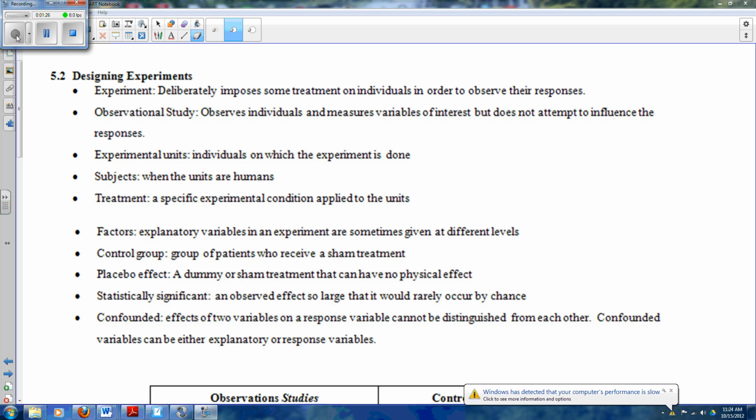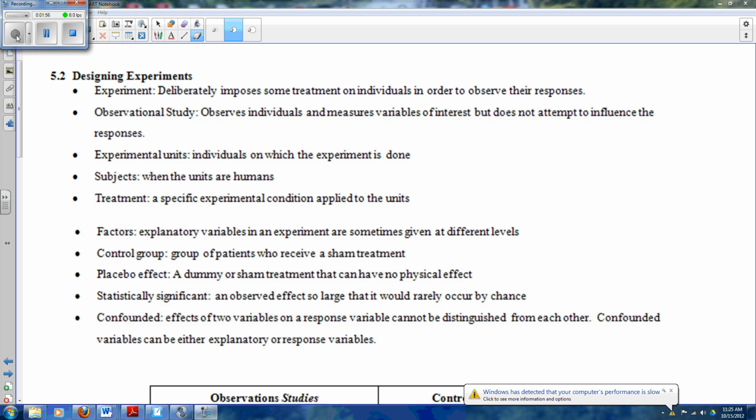Factors. Explanatory variables in an experiment are sometimes given at different levels. So, if we wanted to test like the effect of calcium on blood pressure, something like that, you could give calcium at a low level and then a high level and see if that is affecting things. So the factors are just the different levels of what we're giving in the experiment.